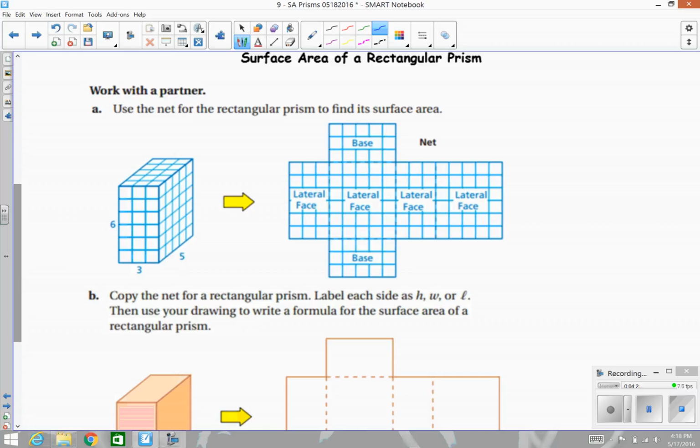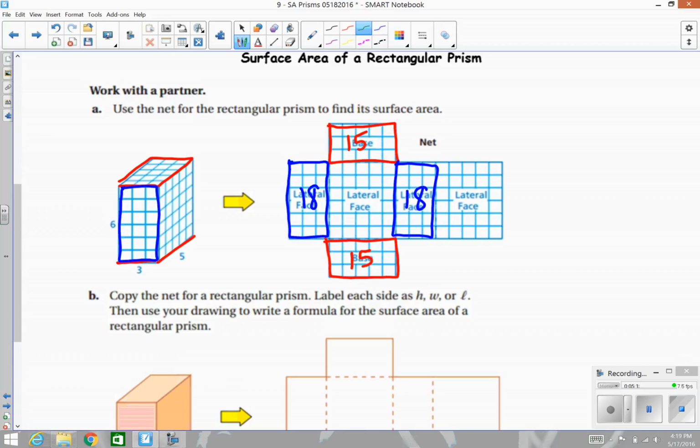Now that you tried that on your own, let's see how you did. There are 2 bases, and each base is 3 by 5. That's this here, base, and then again on the bottom, 3 by 5. So this is 15, 15. Then we have a lateral face here that's 3 by 6. That's this here, and noting that there's one on the other side as well. 3 times 6 is 18.